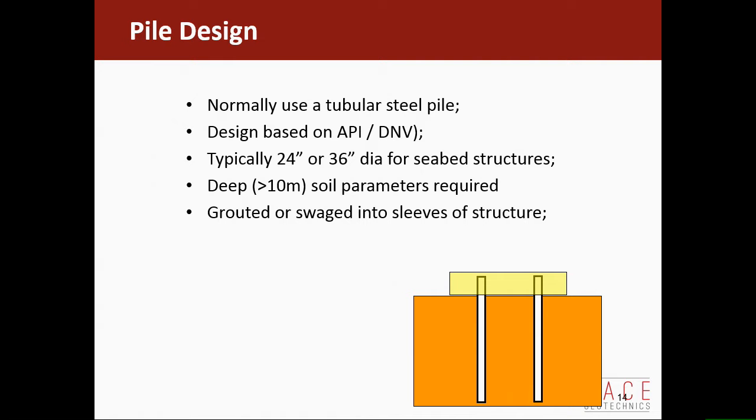And to get it actually fixed into the structure, we pump a cementitious grout into the annulus between the guide and the pile itself. Or a quicker but more expensive way of doing it is to actually swage them. You have basically a hydraulic tool which you lower into the pile and you expand it out, and it plastically deforms the pile into the guide on the structure, and that locks it in place. It's quick, but the cost of the actual swaging tool is expensive, so it's not always the preferred option.